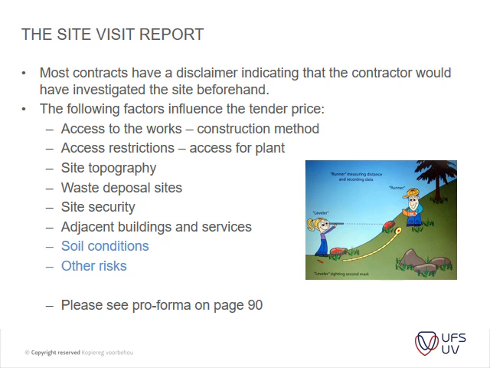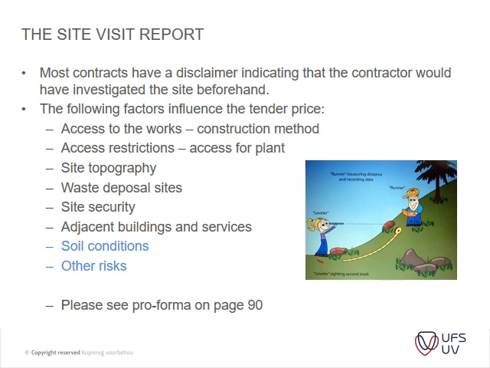The following factors influence the tender price: access to site works, access restrictions, site topography, waste disposal sites, site security, adjacent buildings and services, soil conditions, and other risks. It's amazing how much you pick up by just going to site, where you won't notice it otherwise. For instance, soil conditions, access to site, and all those items that I gave you guys.